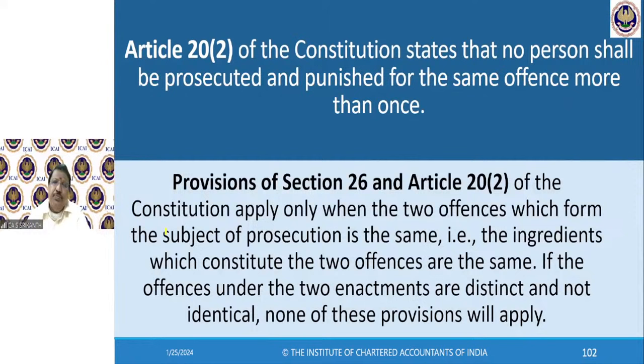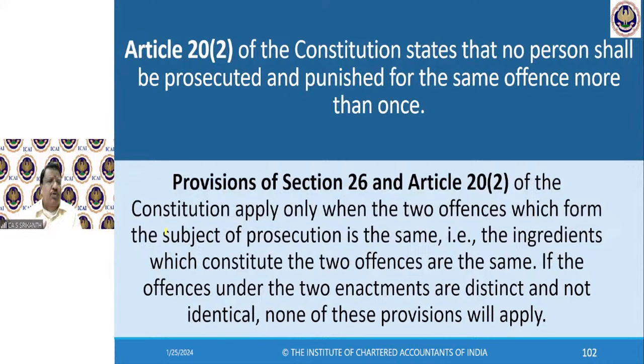So no person shall be... Again, Article 20, subsection 2 talks about no person shall be prosecuted and punished for the same offense more than once. This is called double jeopardy. This is a different context altogether. Once you are acquitted by a court, you can't again be prosecuted. The Constitution of India also gives you double jeopardy. The American Constitution also gives it. All democratic constitutions give double jeopardy.